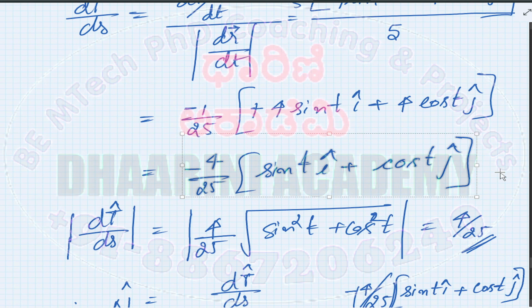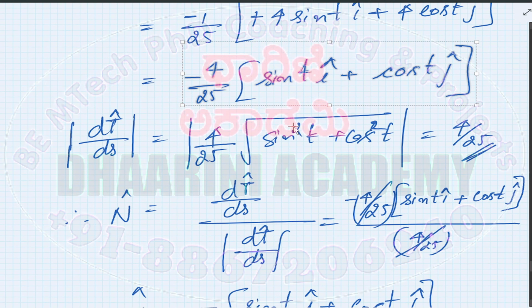Now we will find the magnitude of dT by ds. How do you find the magnitude of dT by ds? It is the magnitude of this whole function. So minus 4 by 25 becomes plus 4 by 25 because you are finding only magnitude, so you can leave the sign. Then root of sin square t plus cos square t is root 1, which is 1. So your magnitude becomes 4 by 25. So we have to divide this particular term by the 4 by 25 to get our final answer.